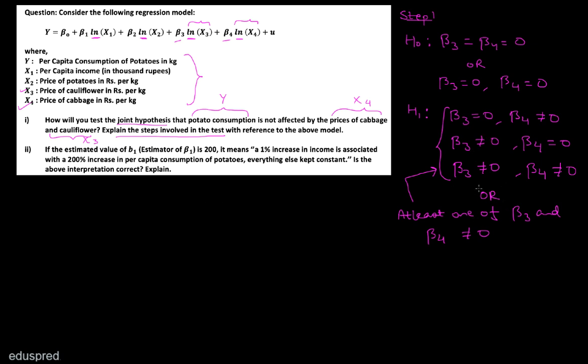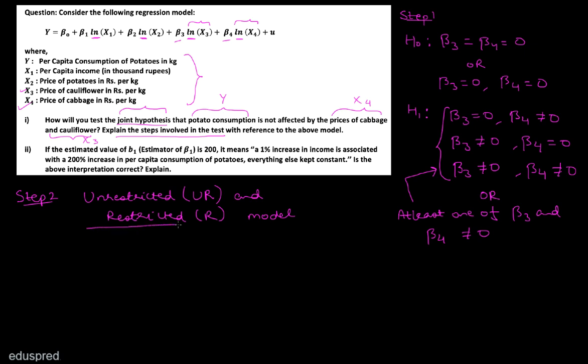Let's move to step number 2 now. First of all, note that this is a question of joint hypothesis testing. So we are going to work with the F-test. And to work with the F-test, we want to figure out the unrestricted model and the restricted model. So our step number 2 is to write the unrestricted and the restricted model. Unrestricted, I'm going to abbreviate as UR, and restricted, I'm going to abbreviate as R. Okay, so in step number 2 we have to write the unrestricted and restricted model. Let's write the unrestricted model first.